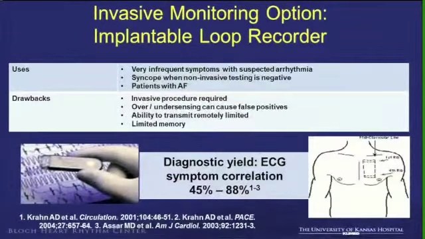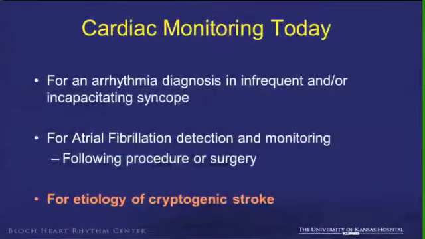types of devices. These are best used with patients with very infrequent symptoms and a suspected arrhythmia, or when the syncope that they have is incapacitating, meaning they can't actually trigger the device to let you know that they're having an event. It is an invasive procedure. A lot of times oversensing and undersensing can occur based on where you place the device subcutaneously, and the ability to transmit it remotely is limited. It's at this point still using a landline system.